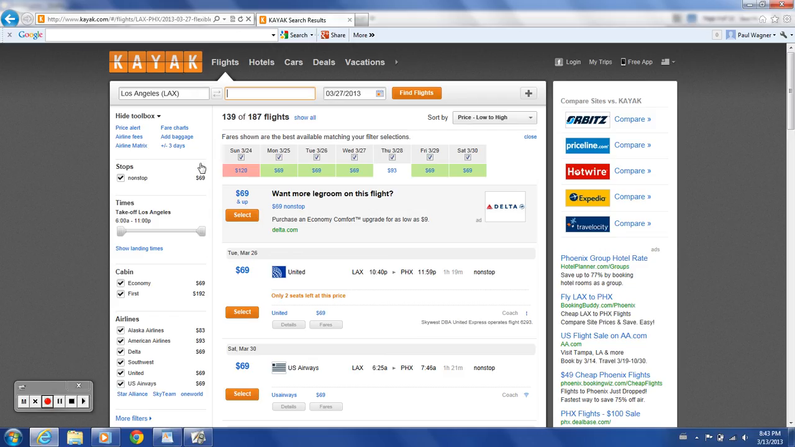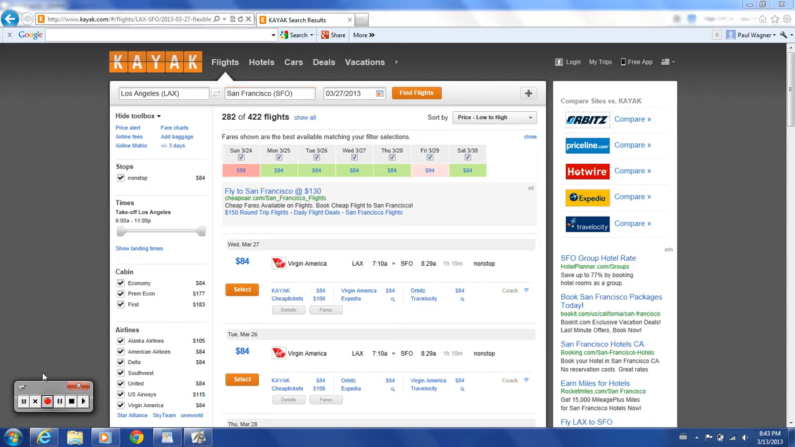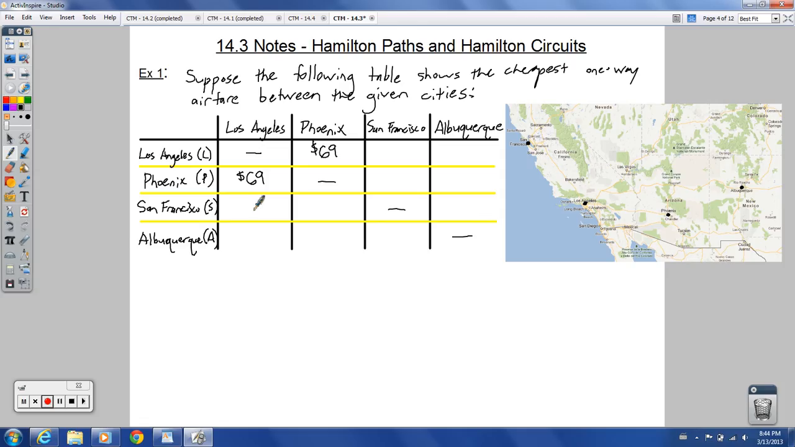And so I'm going to be pausing as I go here. You don't need to see me type everything in, but let's do LA to San Francisco now. So it looks like that was $84. And maybe a little bit longer, not by much. This is a map from Google Maps, so this should be drawn to scale very accurately, I would say. From LA to San Francisco, 84. And now finally LA to Albuquerque. Let's check that out.